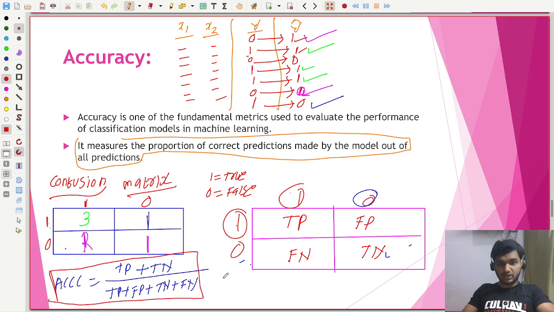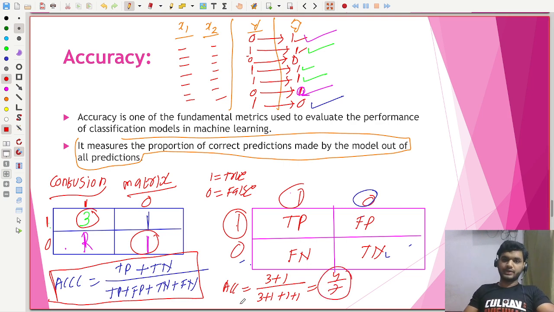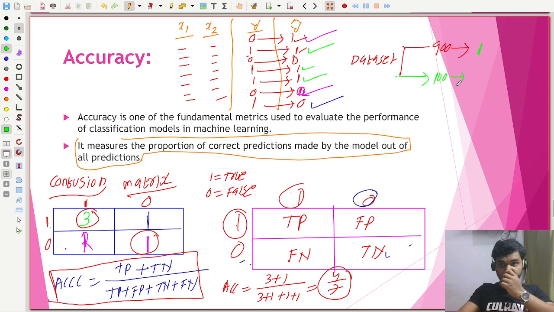If you calculate accuracy here, that is 3 plus 1. 3 is true positive and true negative is 1. So 3 plus 1 whole divided by total, that is 3 plus 1 plus 1 plus 1, that is 4 by 7. Okay. Suppose in a data set, 900 outputs are 1, and for 100, the output is 0.